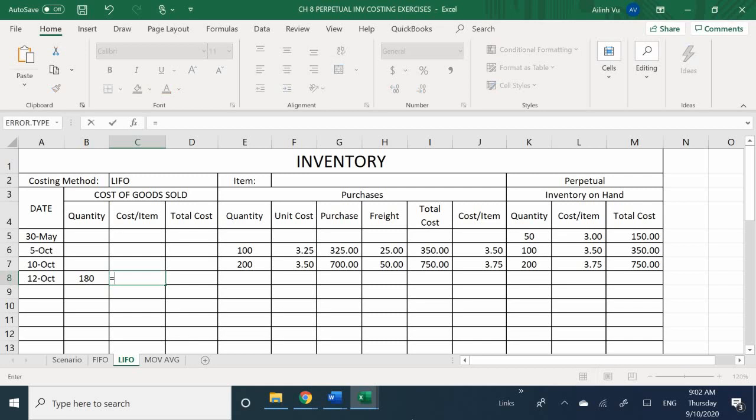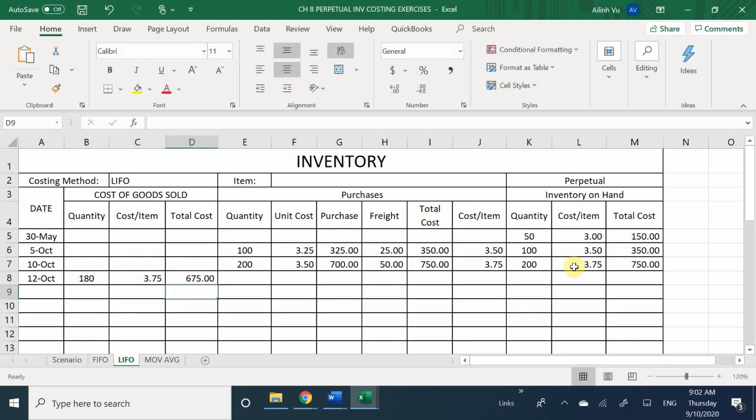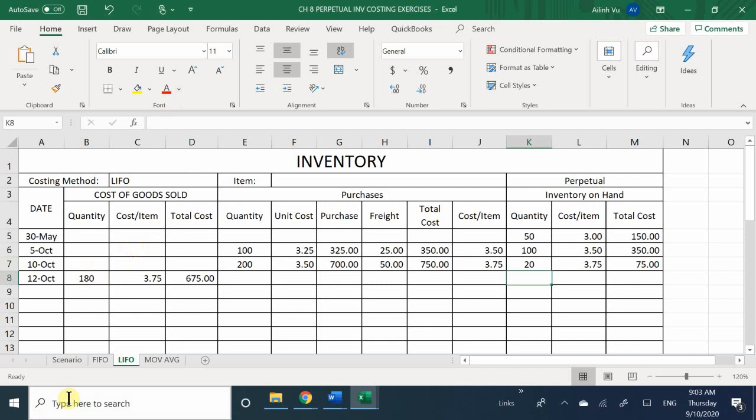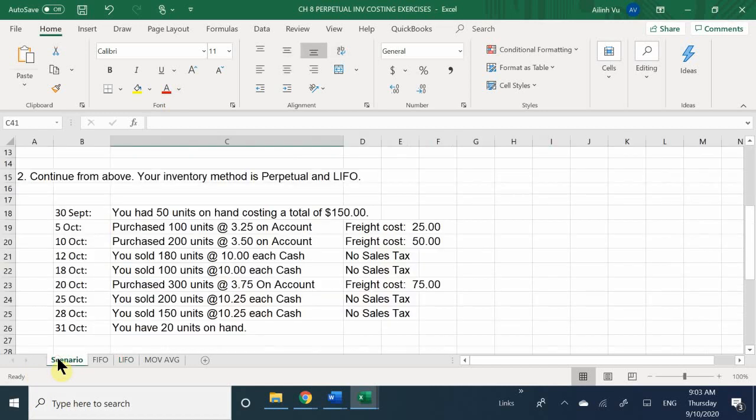So I'm going to cell reference this to 375. And again, 675. All right, 180. Okay, so I know that 200 subtract 180 gives me 20 left, which should equal $75 even. Then what happened on October 18th?